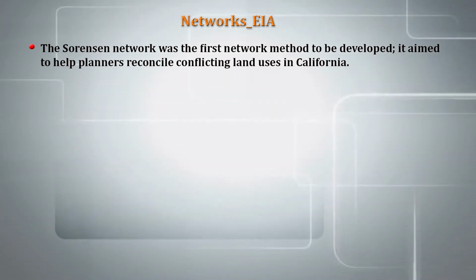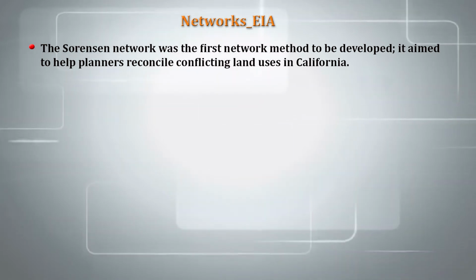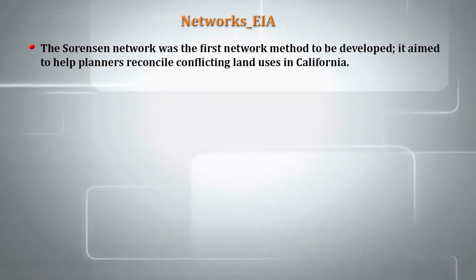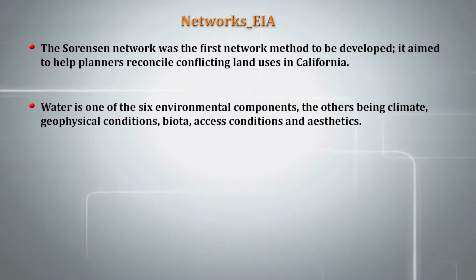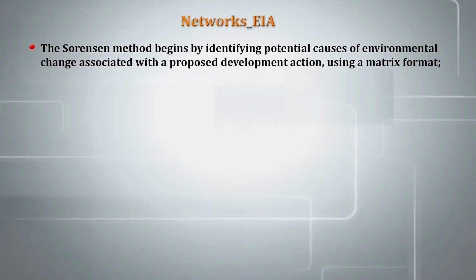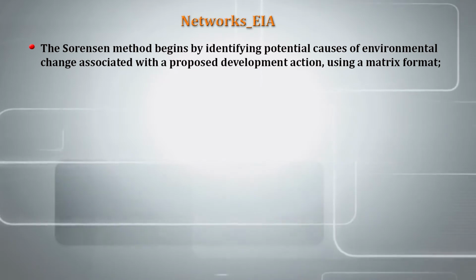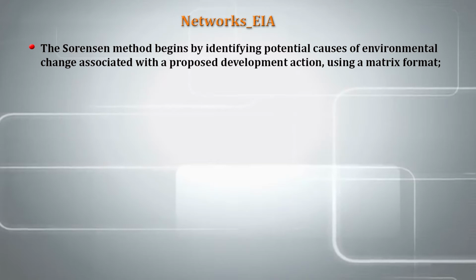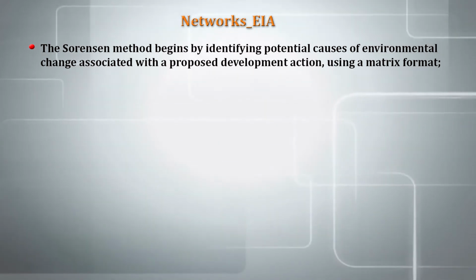It aimed to help the environmental planners reconcile conflicting land uses, particularly in California, where that model was used. The Sorensen network took into account 6 important environmental components. The others are climate, geographical condition, biota, access condition, and aesthetics. Basically, the Sorensen method started by identifying the potential causes of the environmental change associated with the proposed development action, using a matrix format that we discussed in the last session.